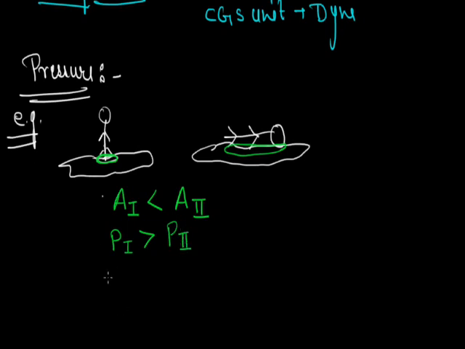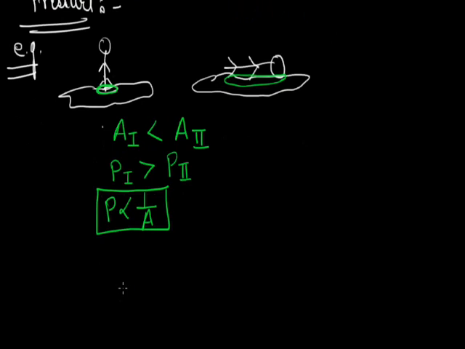So, we can write here that pressure is inversely proportional to area. Means as area increases, the pressure will decrease. As area decreases, the pressure will increase. Now, we can take the second example.